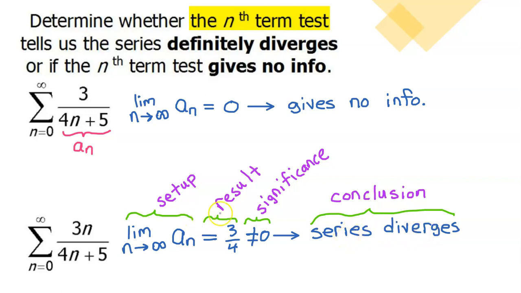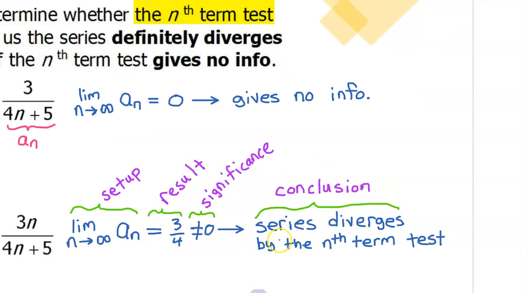Wait a minute. I only see 4 parts here. I told you that a proof needs 5 parts. That means this proof is incomplete. You have to say the series diverges by the nth term test. The proof is not complete without the naming of the test. This is a key part of your justification.